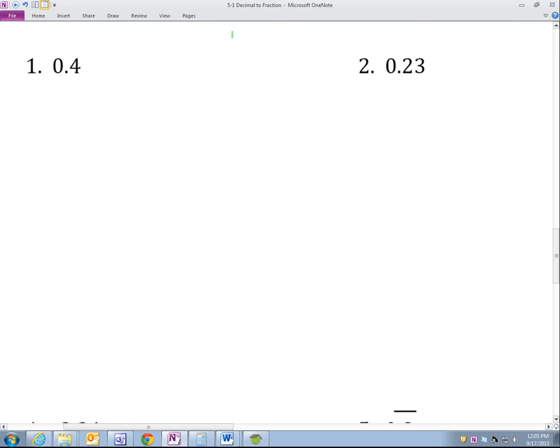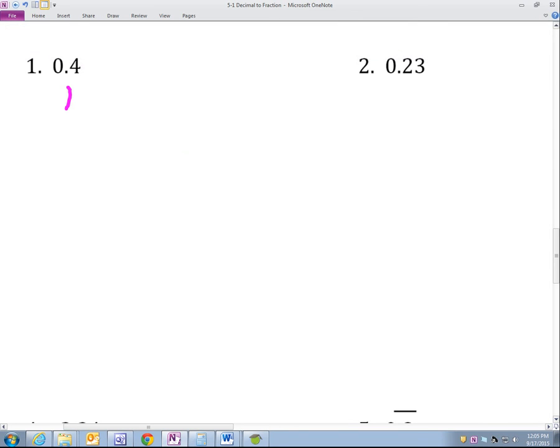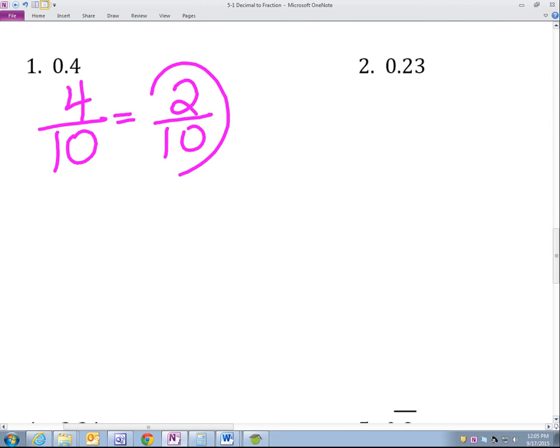After number 3. So we have 0.4. If I were to say that out loud, I would say 4/10. So I'm just going to write 4/10, but that's not simplified. I need to reduce it. 2/5. Then I circle my answer.